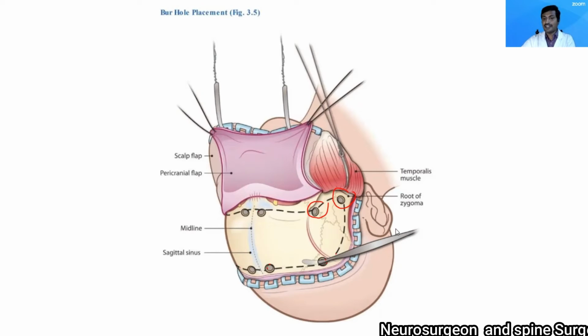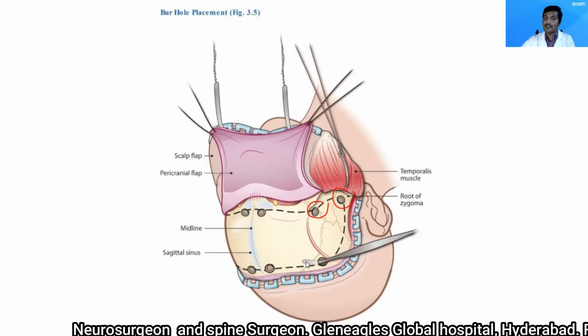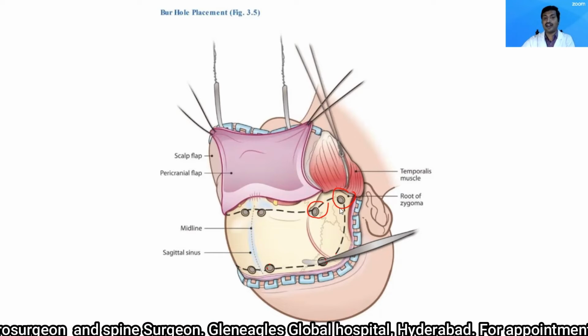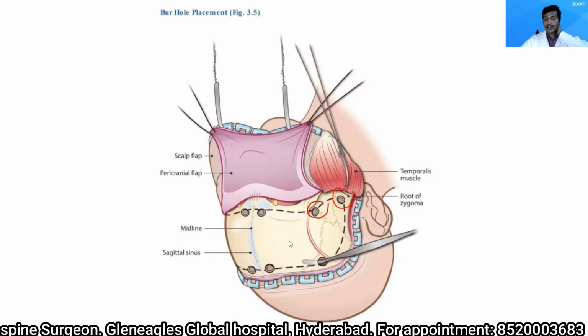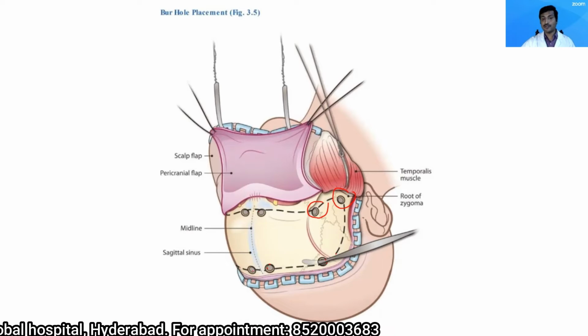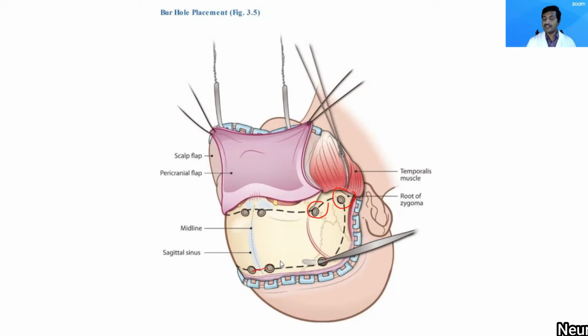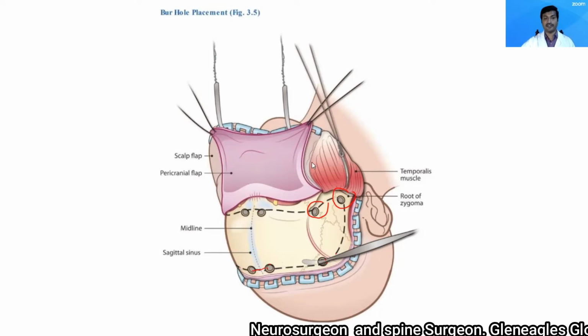Then using a Penfield dissector, separate the dura mater at the level of the burrows and also beyond the burrows as far as possible. When you are separating the dura mater in between these two paramedian burrows, you should be very careful, because if the dissector enters into the superior sagittal sinus, it may cause terrible, catastrophic bleeding.